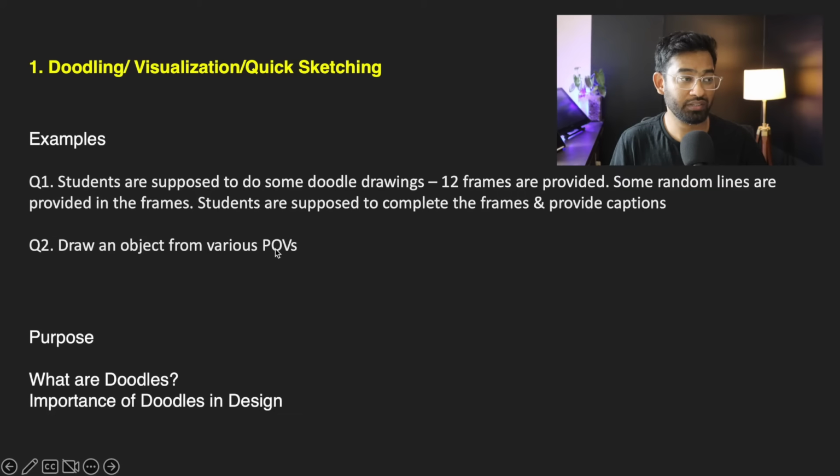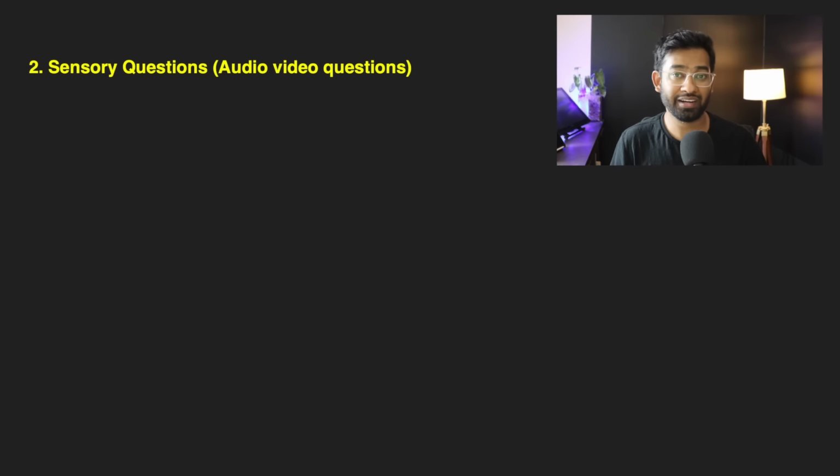In the second question, they are asking you to sketch different point of views. So here they want to see through your doodles if you have the sense of proportion, sense of visualization from different views. So all those things will be tested in these type of questions. I hope you understood this category of question. Moving to the second category of question.